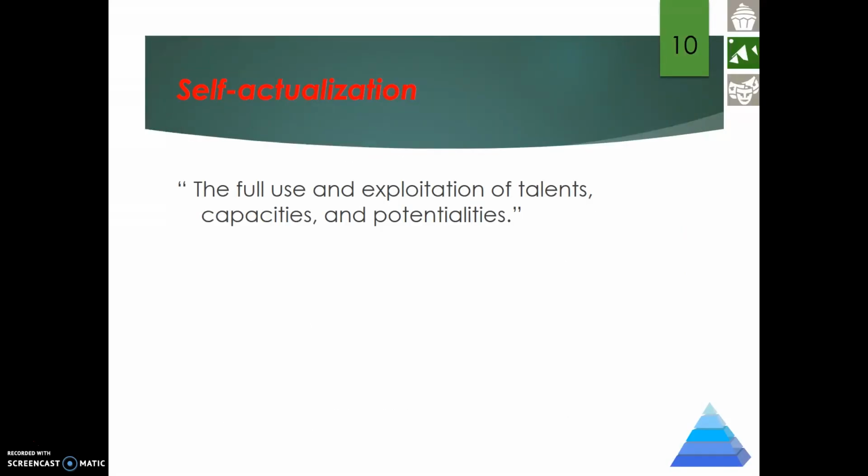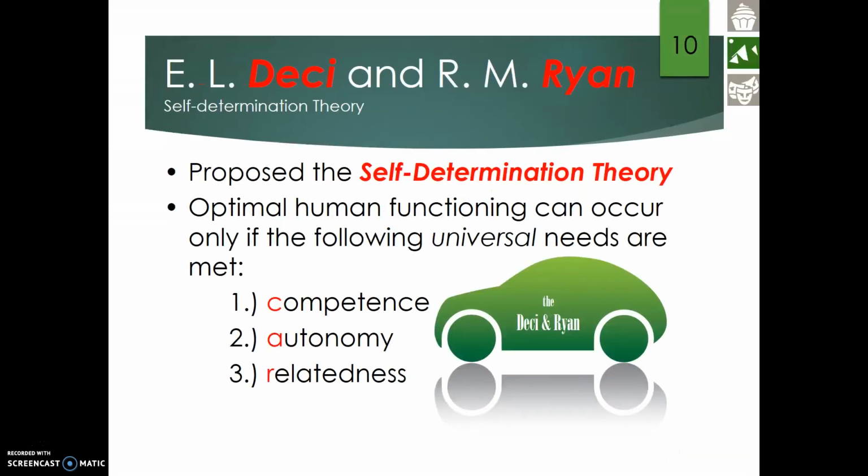So the simple definition for self-actualization is the full use, exploitation of talents, capacities, and potentialities. But then DC and Ryan came around and they built a car. They didn't actually build a car. That's just my way of teaching you some type of mnemonic device to help you remember these three things.